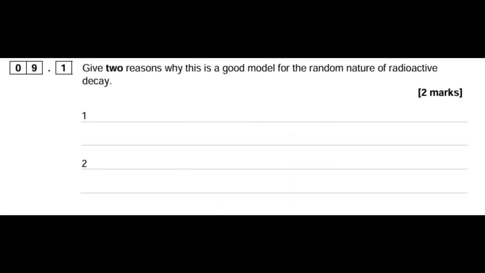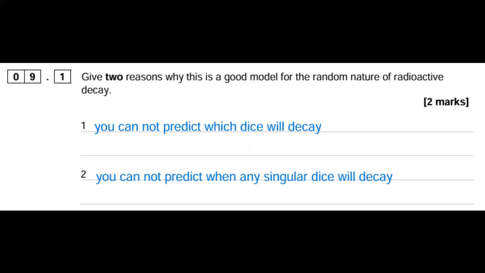Starting off with 9.1, we're expected to give 2 reasons why the rolling of dice is a good model for the random nature of radioactive decay. And the 2 reasons that I went for, and in fact the main 2 reasons, is that you cannot predict which dice will decay, and you cannot predict when any single dice will decay, with this matching the nature of radioactive decay where you cannot predict which nuclei will decay, and you cannot predict when any single nucleus will decay.